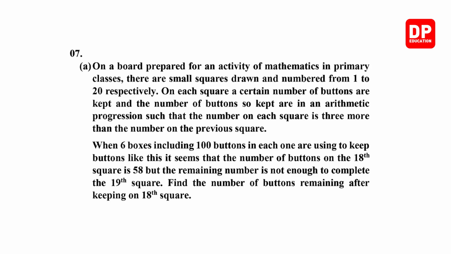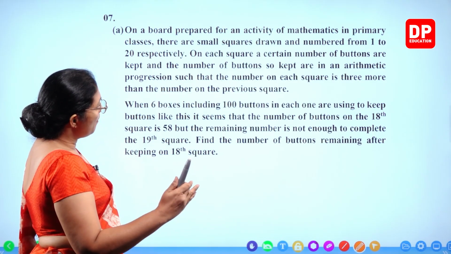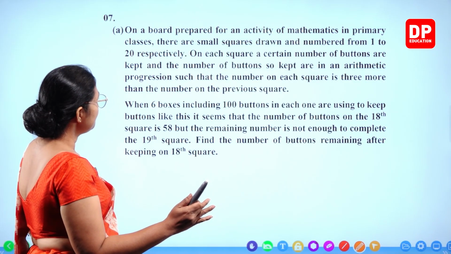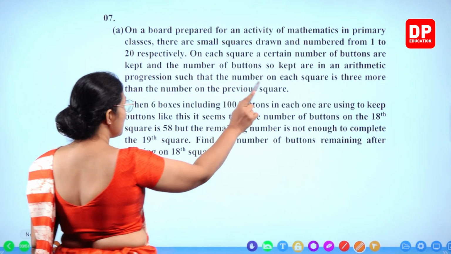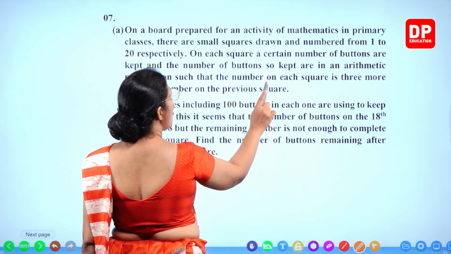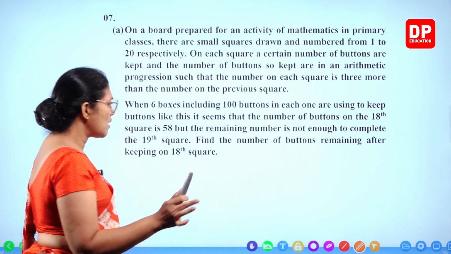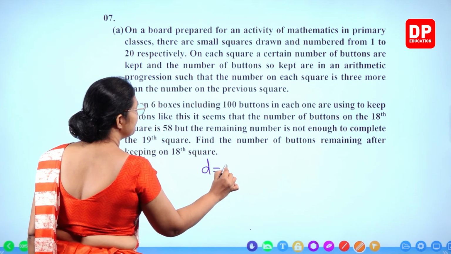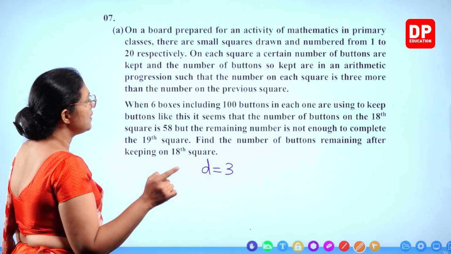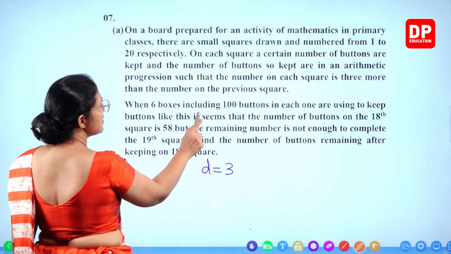So you have to first find the pattern. What it says, altogether 20 squares are there. So 20 numbers are there. N is 20. And it's an arithmetic progression. And it says the number on each square is 3 more than the number on the previous square. So what is the common difference? Common difference is 3, because it's 3 more than the previous one.